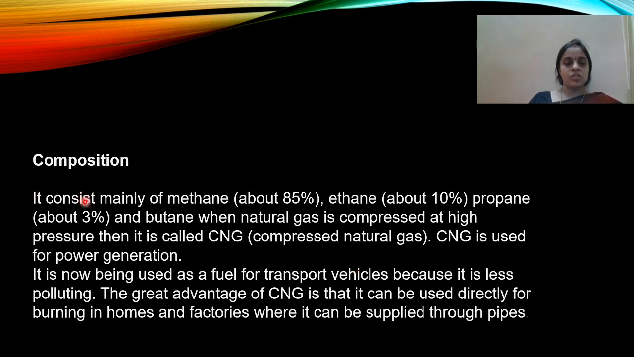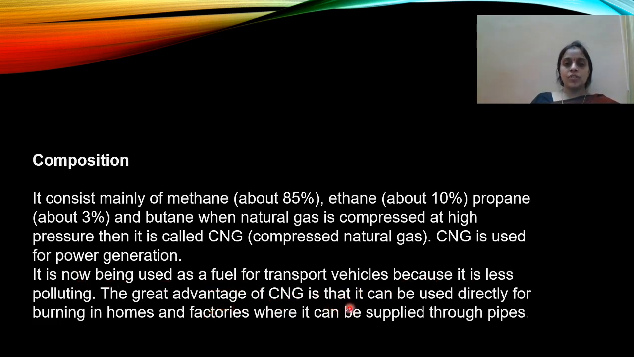Coming to its composition, as we have already seen, the major component is methane. It consists mainly of methane around 85%, ethane 10%, propane 3%, and butane. When natural gas is compressed at high pressure, it is called CNG, compressed natural gas. CNG is used for power generation. It is now being used as a fuel for transport vehicles because it is less polluting.